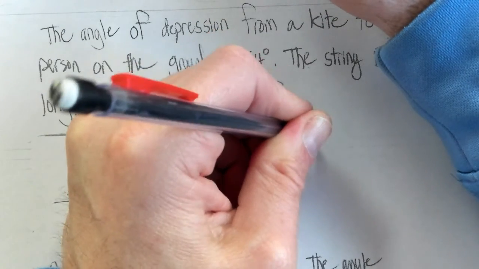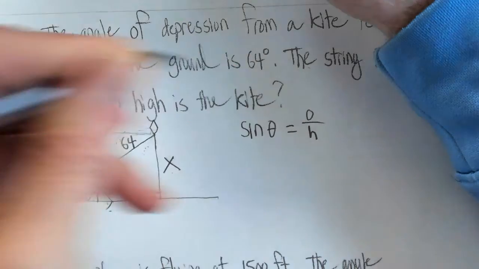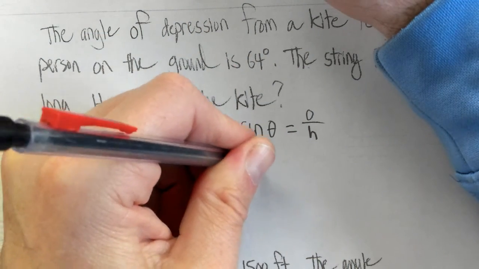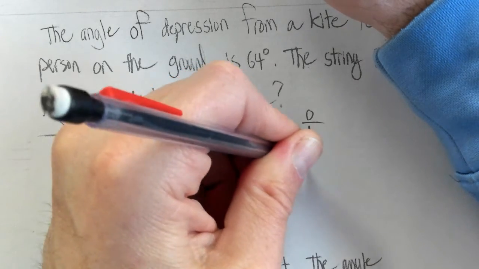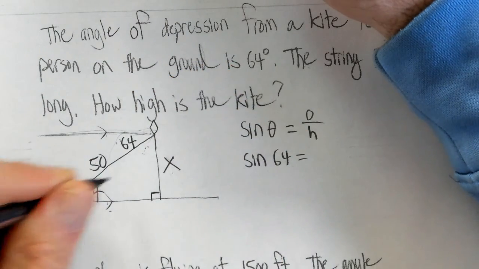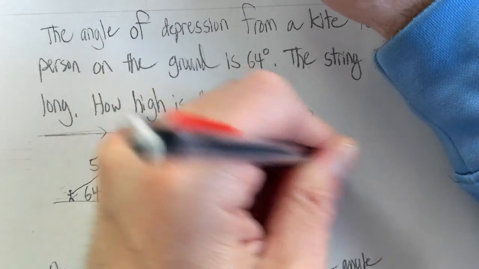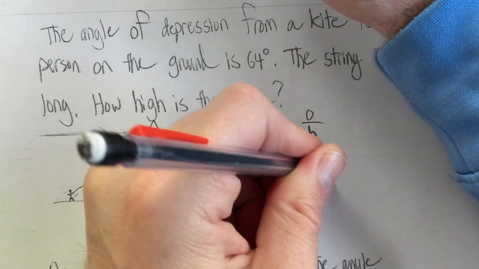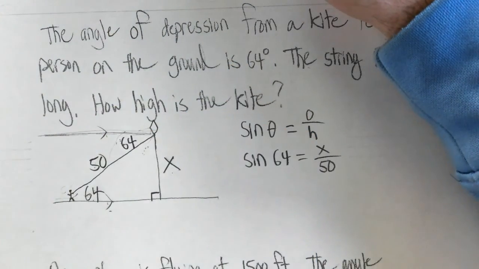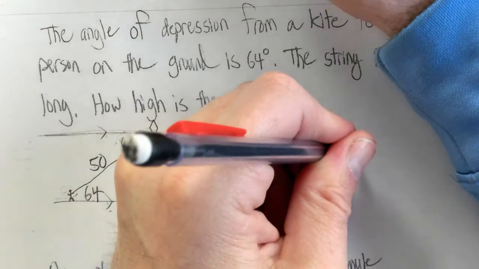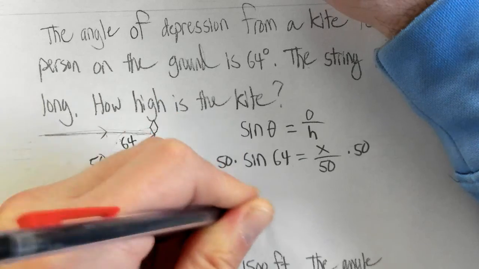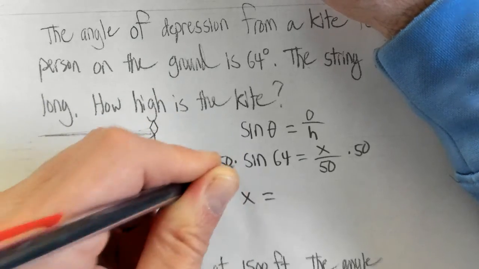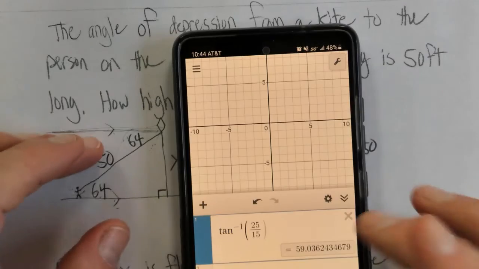opposite over hypotenuse. All right, now we'll plug it in. And my angle, how much? 64. Opposite side is going to be x. Hypotenuse is 50. All right, so now we've got an equation we can solve for x. How do we do it? Both sides times 50. And I'll have x equal to 50 times the sine of 64. That's where the calculator comes back in.